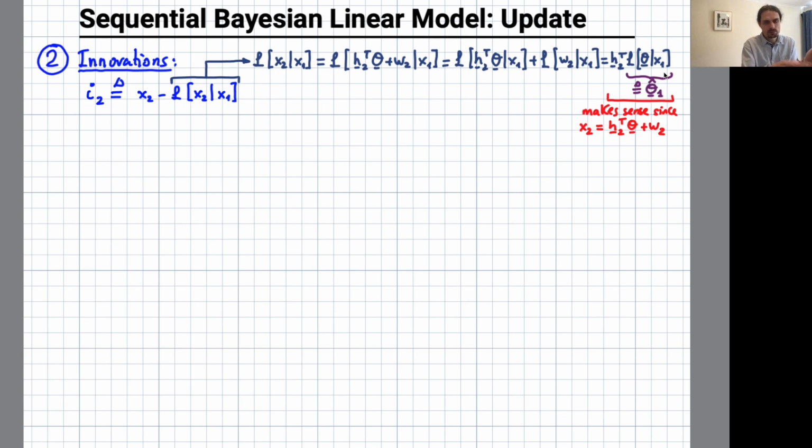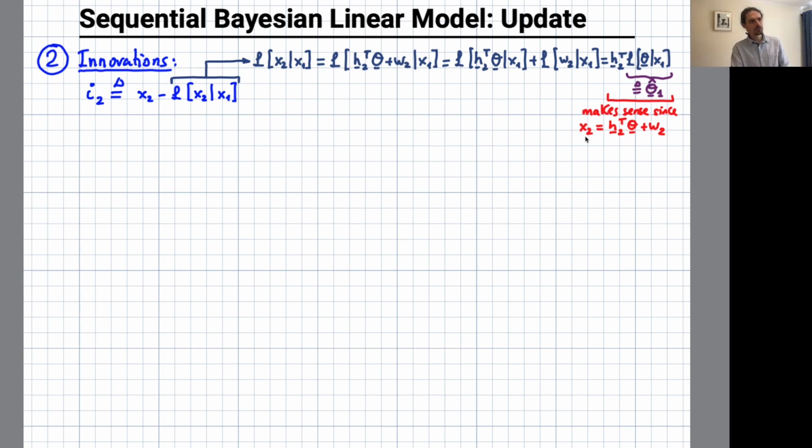So let's start with this simple example. Here we have an estimate theta 1 hat, and multiplying it by H2 transpose gives us an estimate of X2. So we can see that this makes sense, given the definition of X2.